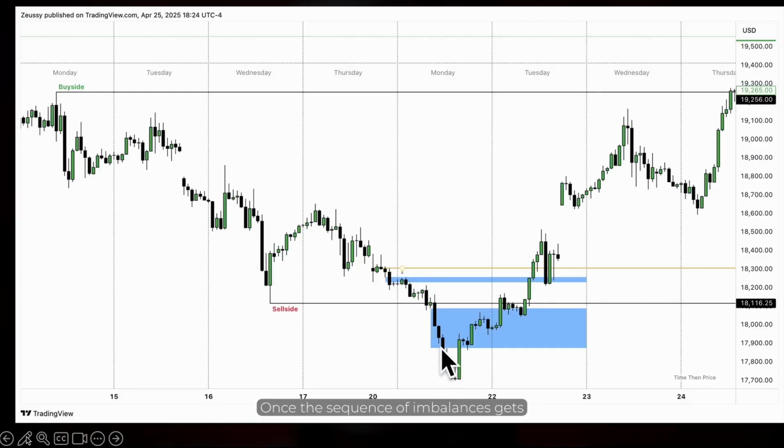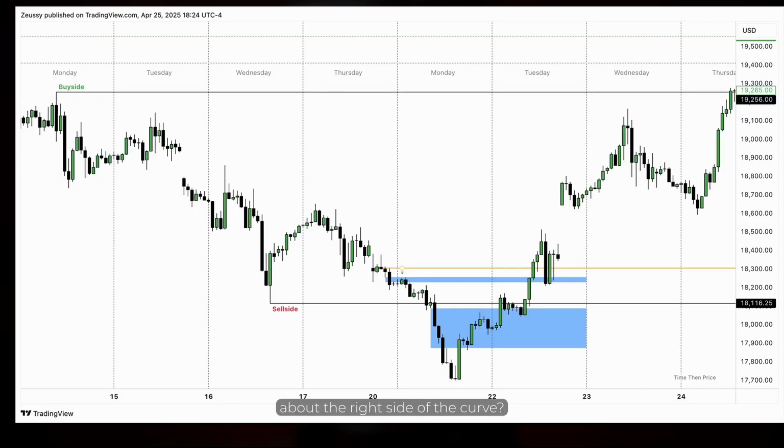Once this sequence of imbalances gets created, what I'm monitoring is whether or not they're going to function as resistance on price. If these imbalances are going to function as resistance on price, then we are still bearish. However, the moment that price would displace above this sequence of imbalances and we would see them begin to function as support on price, then that would signal that the right side of the curve is currently unfolding.